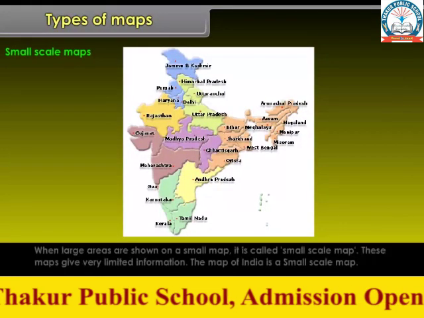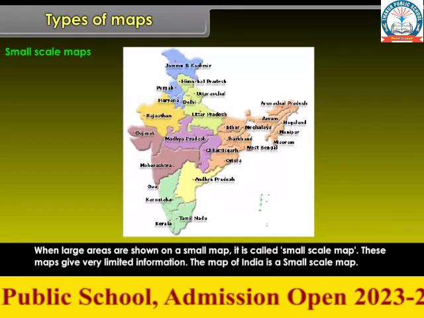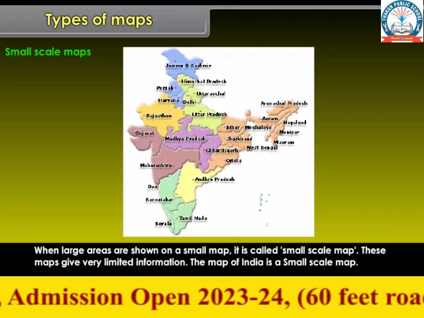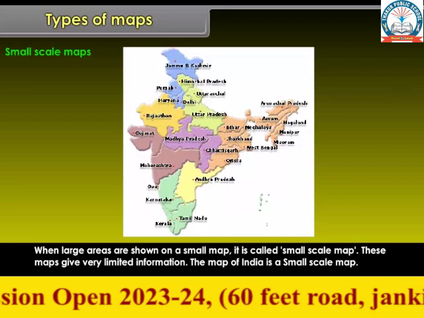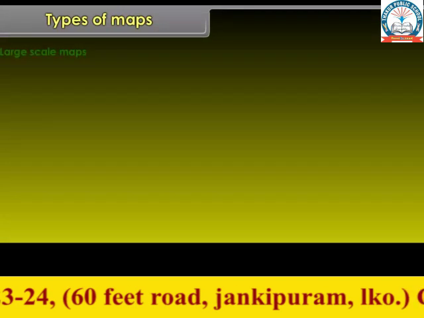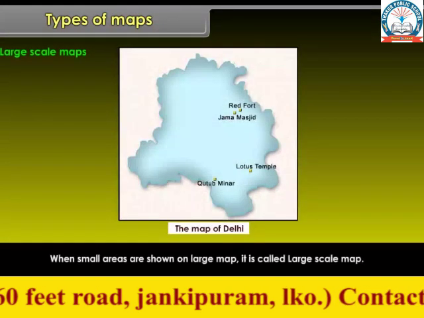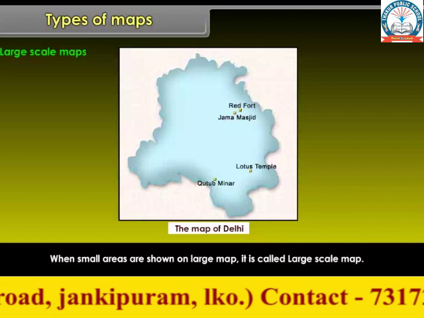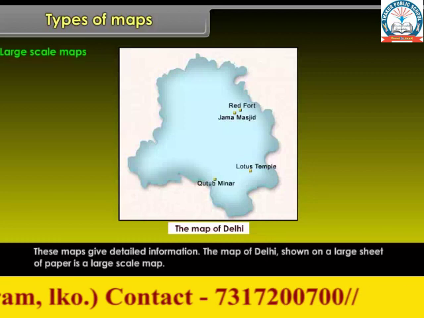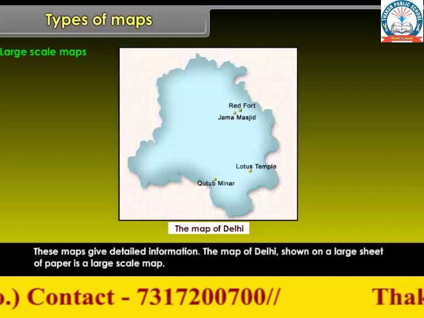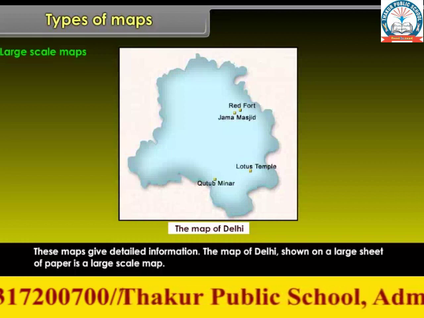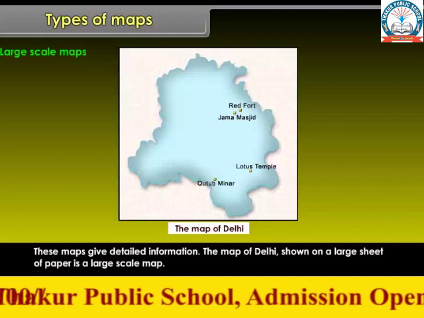Small-scale maps. When large areas are shown on a small map, it is called small-scale map. These maps give very limited information. The map of India is a small-scale map. Large-scale maps. When small areas are shown on a large map, it is called large-scale map. These maps give detailed information. The map of Delhi shown on a large sheet of paper is a large-scale map.